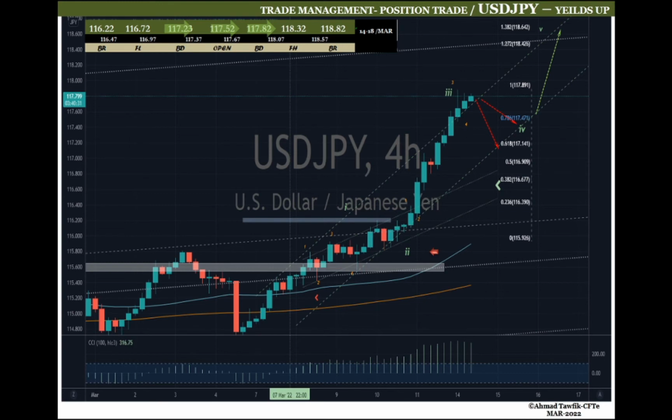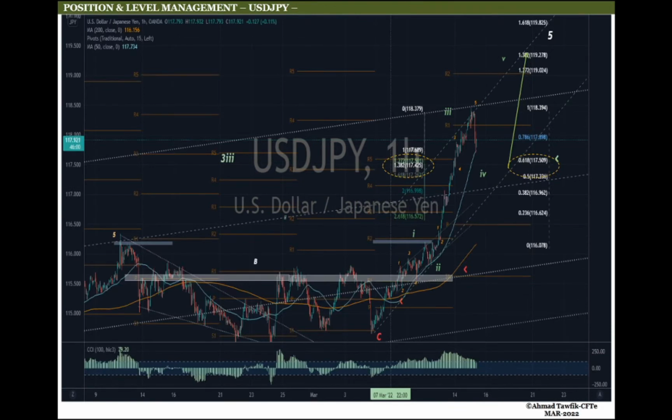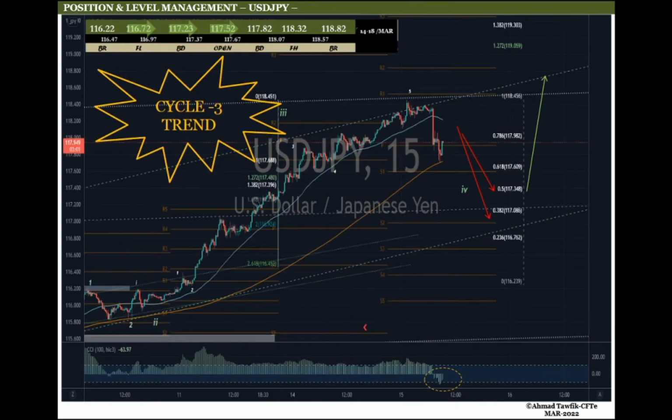All right, so let's move now on to short-term trading. Now this is a cycle 3, meaning currently you have very strong positive momentum on 1 hour and 4 hours.